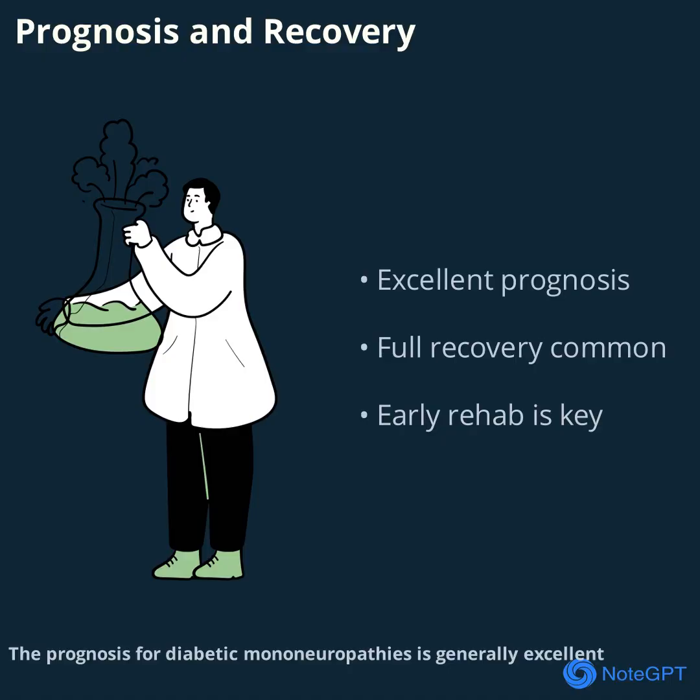Prognosis for diabetic mononeuropathies is generally excellent. Most patients recover fully with little or no residual pain or weakness. The exception is diabetic amyotrophy, where recovery depends on the intensity of rehabilitation and adherence to therapy. Early diagnosis and reassurance can reduce stress and prevent unnecessary medical investigations, helping patients focus on recovery.